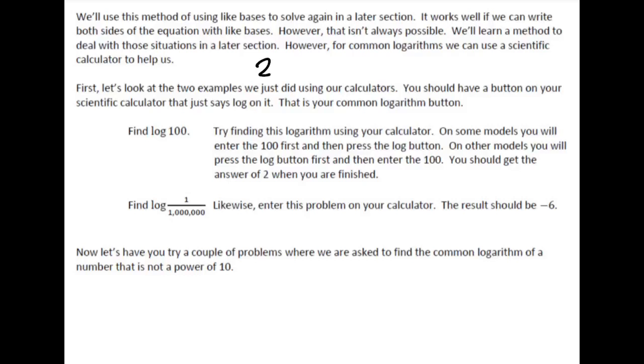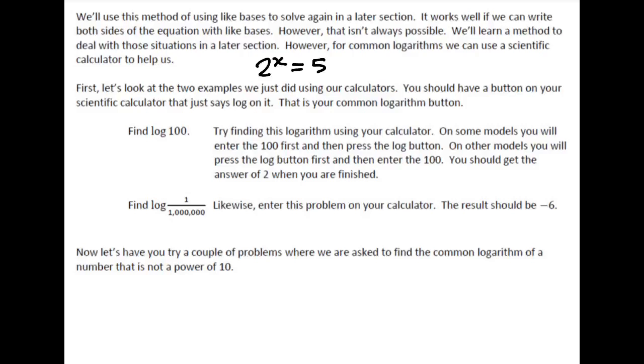However, sometimes you're not going to be able to write one side with the same base as the other side. So in this case, 2 to the x power is equal to 5. 5 will never be able to be written as 2 to some power. Okay, so you can't use that in this particular equation. So there's other ways of learning how to do that, which we're going to do next.